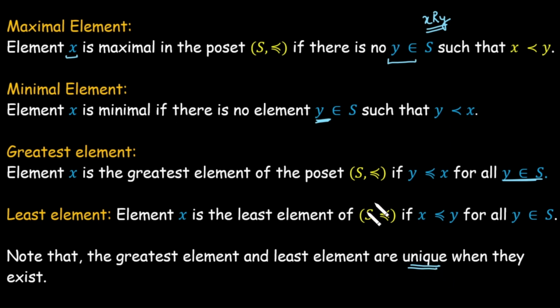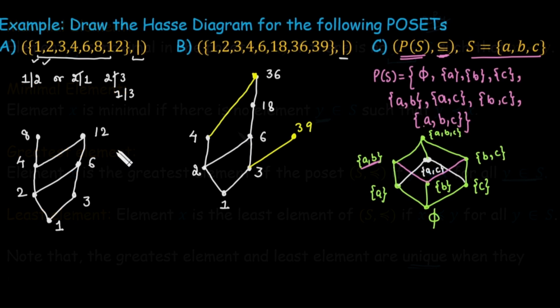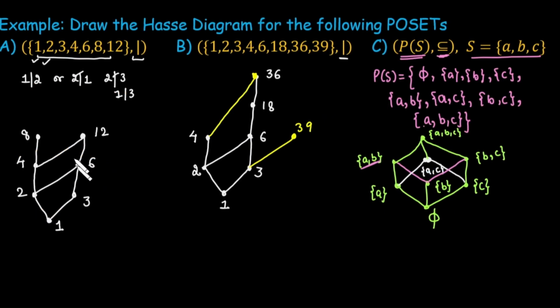Now the point is how to find the maximal, minimal, greatest and least elements if we have this set. It is very easy to find with the help of a Hasse diagram. Like in the previous case, minimal elements are always placed below. So in this case, 1 is called the minimal element.